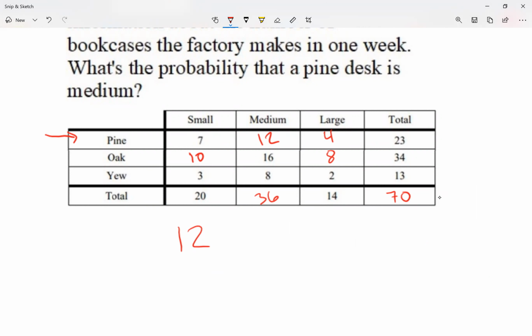But now, because it says, what's the probability that a pine desk is medium? I have to say how many are medium out of, so I'm going to put a fraction, how many pine bookcases are there total? Because I mentioned pine before medium, I'm talking about pine. There's 23 bookcases that are pine. So I'm going to say 12 out of 23.